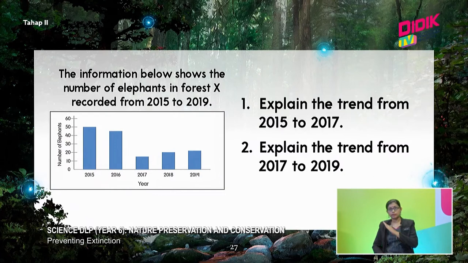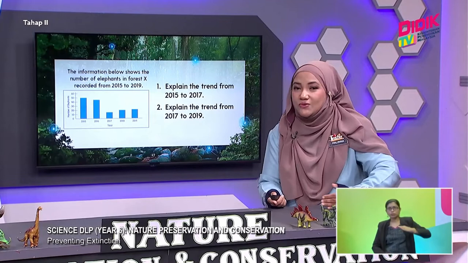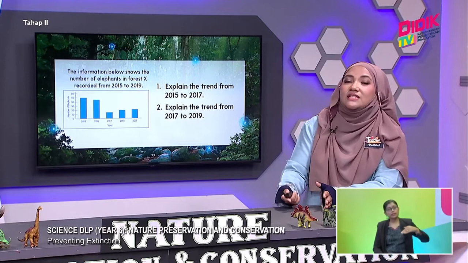So now, do you think you will be able to explain why it goes down and then it goes up again? Okay, let's start with decreasing. Why do you think the number of elephants decreased from 2015 to 2017? Maybe for a few reasons.